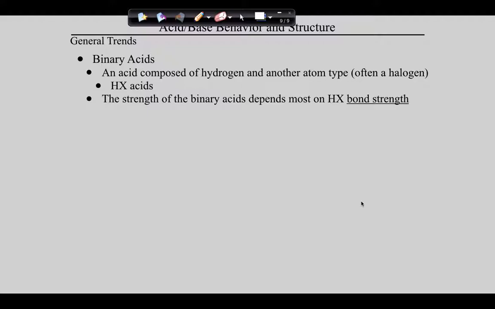So guys, the relationship is this. The stronger the HX bond, the weaker the acid. And that makes sense, right? The stronger the bond is, the less likely it breaks.